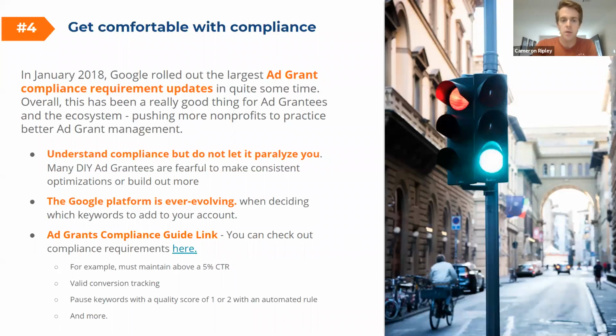And I put a link here to how Google breaks down what compliance is. Make sure you understand those terms. But certain things, right? Like the account has to have an average of over a 5% click-through rate, and you need conversion tracking. These are all best practices. And so honestly, going through the compliance list helps your account be healthier.